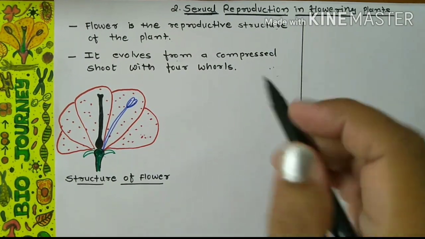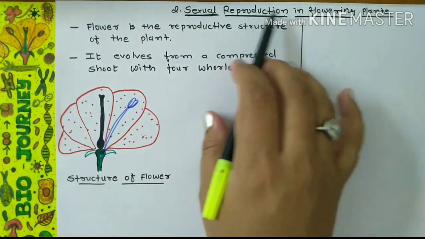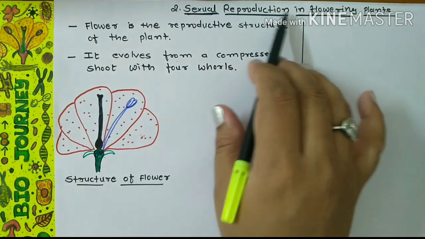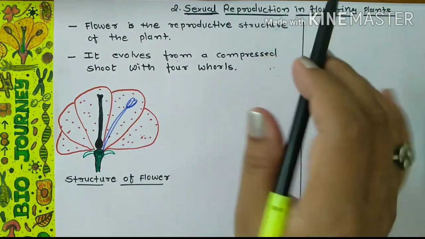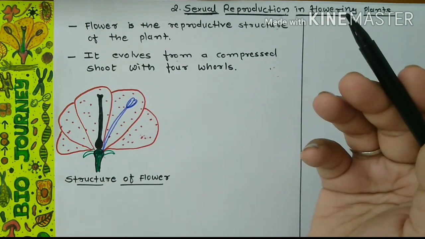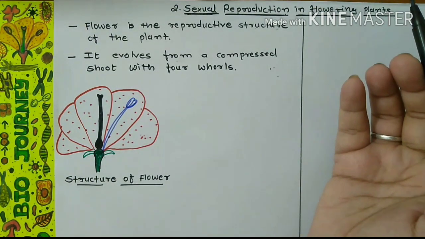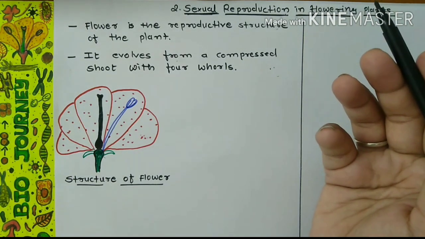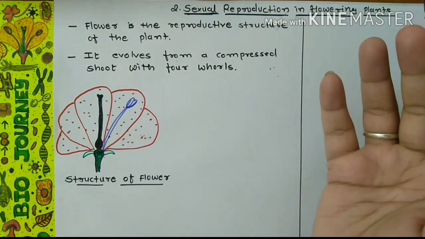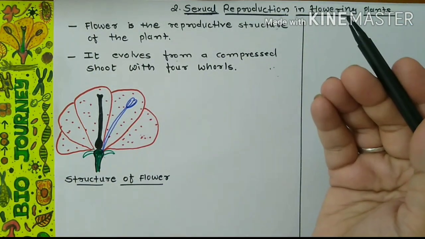Let's start chapter number 2 of NCERT biology, that is sexual reproduction in flowering plants. So reproduction, by definition, is a biological process in which an organism gives rise to young ones similar to itself. There are two modes of reproduction we can observe in organisms, according to gamete formation and the involvement of the parents.